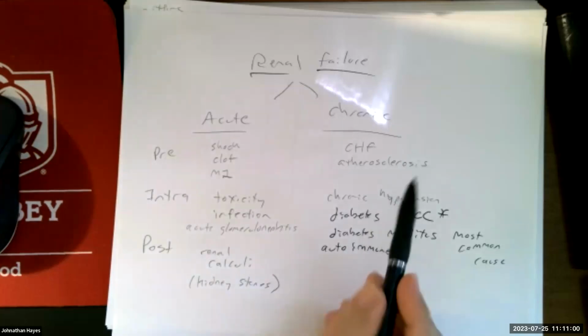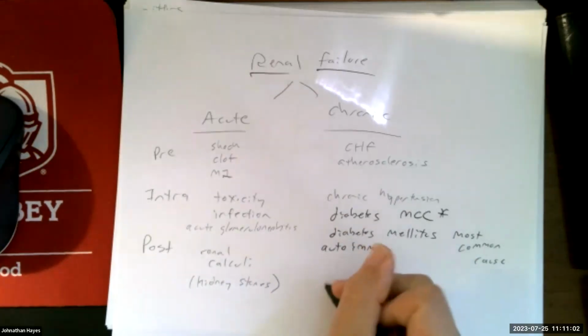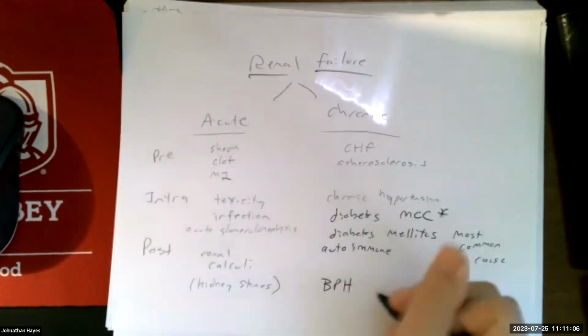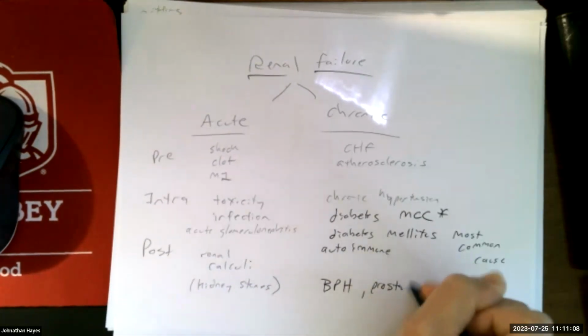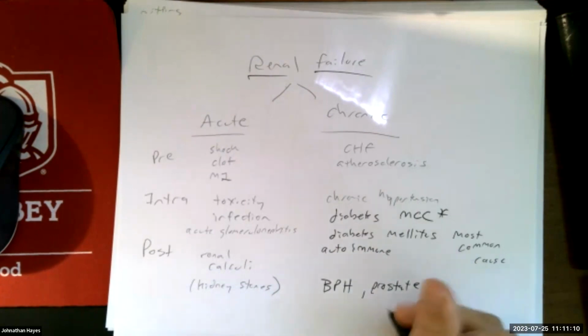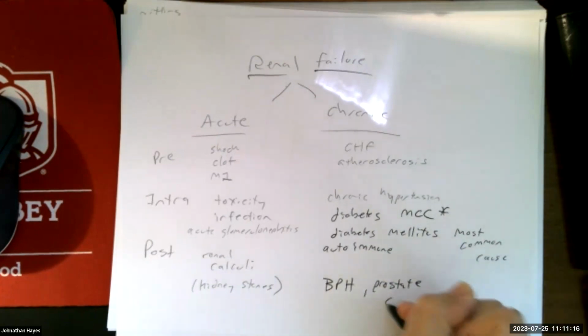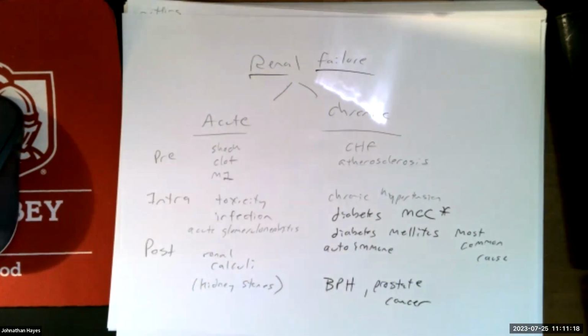And then chronic post-renal failure could be benign prostatic hypertrophy or prostate cancer, maybe, where you can't adequately empty the bladder ever, but it would be pretty rare that this would get so bad that you get kidney failure from it, because obviously the discomfort would outweigh the likelihood of getting failure from it.